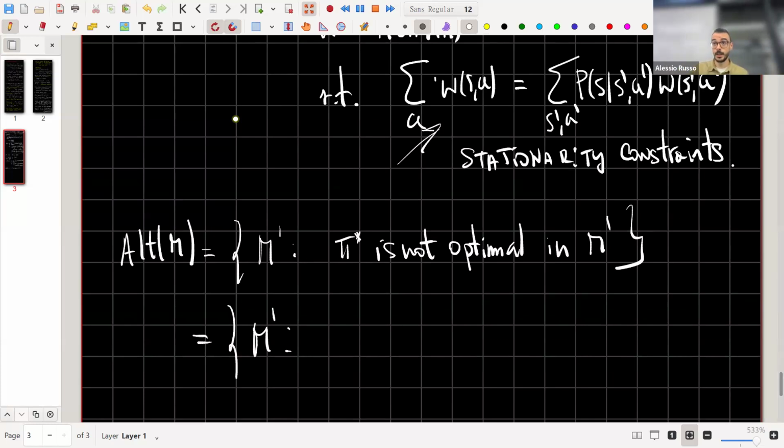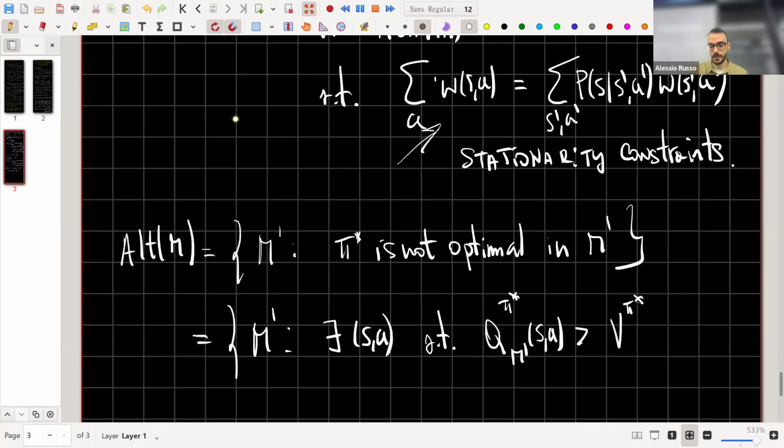So it's the set of alternative MDPs where there exists a state-action pair such that the value of policy pi star in M prime, evaluated in SA, is bigger than the value of pi star in S, evaluated always for this MDP. And here this action needs to be different from the action that is taken by pi star.